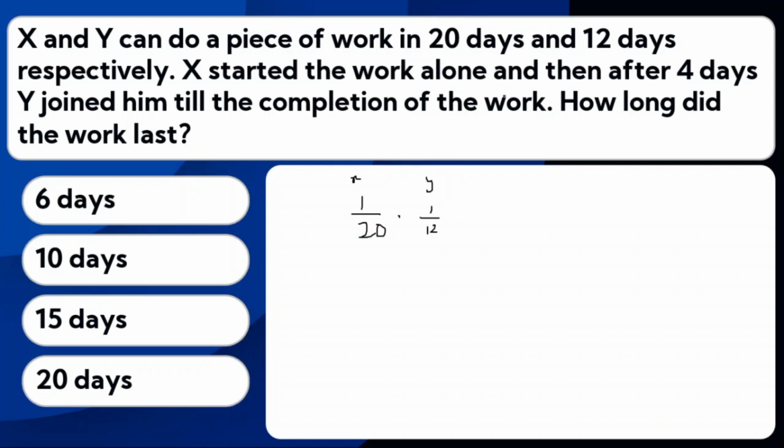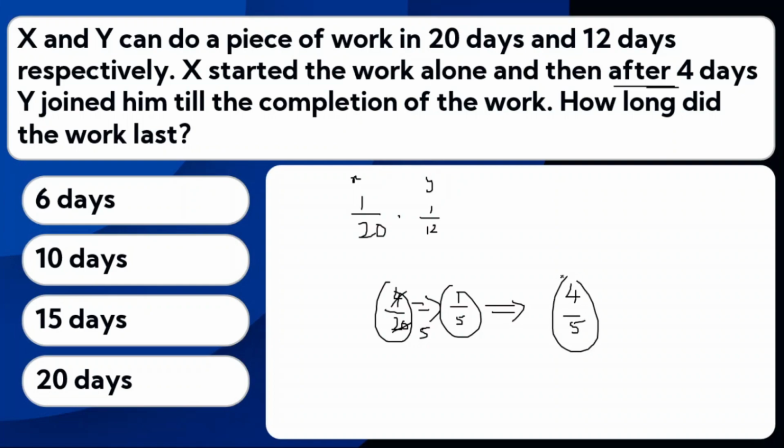And X started the work and after 4 days Y joined. So for these 4 days X alone is doing the work, right? So 4 by 20 is the total work done by this person. So total 1 by 5. 1/5 of the work is already completed. What is the work left? We are left with 4 by 5th of the work remaining.